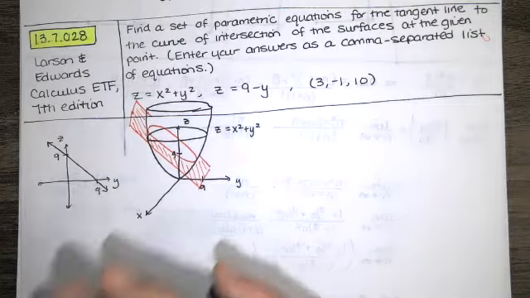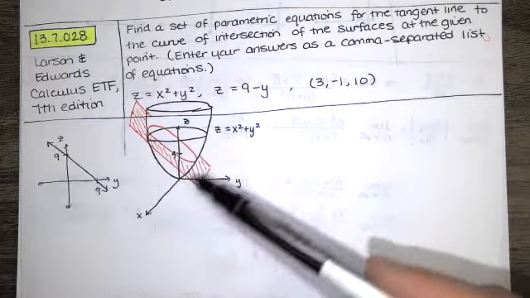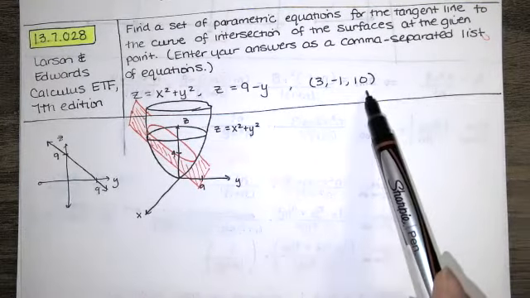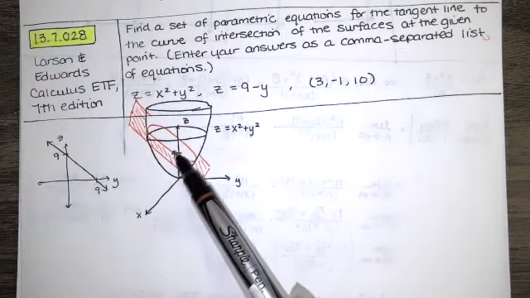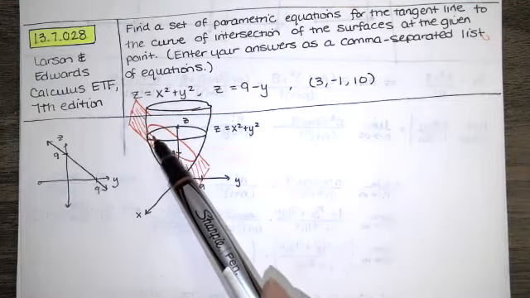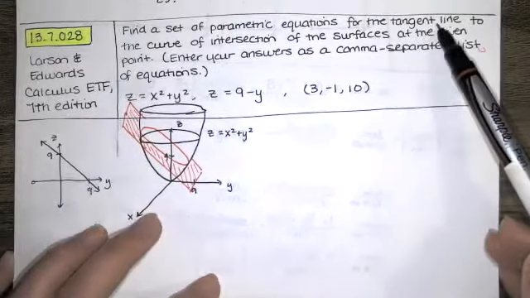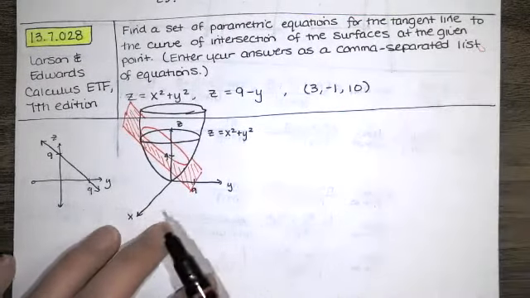What we're going to see is an ellipse, basically. This plane is intersecting this elliptic paraboloid on an ellipse, and we're saying at a particular point on the ellipse, where x equals 3, so we're going to be out this way, y equals -1 and z equals 10, what is the tangent line at that location, or what are the parametric equations for the tangent line at that location?